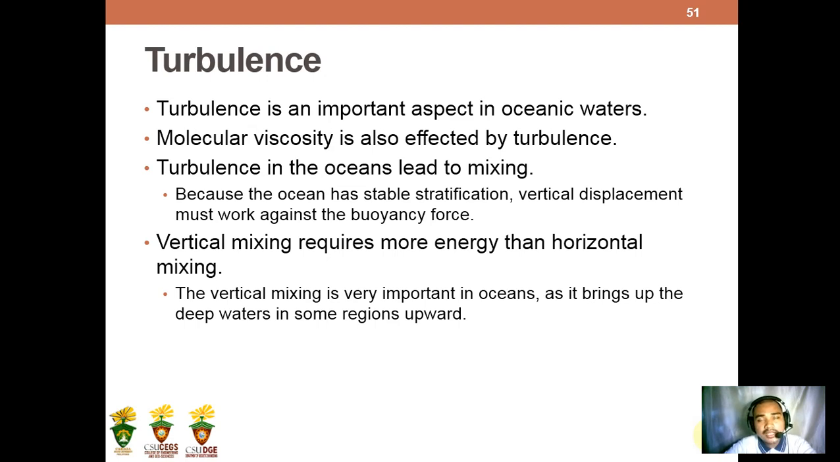It's because usually the motion of water in the oceans, as you have observed at the beach, is stronger in the horizontal aspect than in the vertical aspect. The vertical mixing is very important in oceans as it brings the deep water in some regions upward. The vertical mixing, or the movement of the water in the vertical aspect, is important also for the temperature. For example, the water at the surface is warmer compared to below. So with vertical mixing, the temperature in the oceans is balanced.